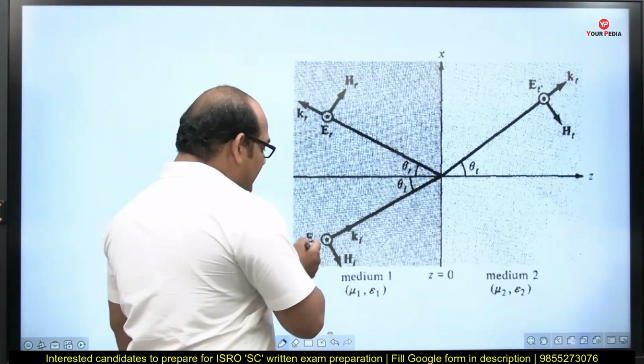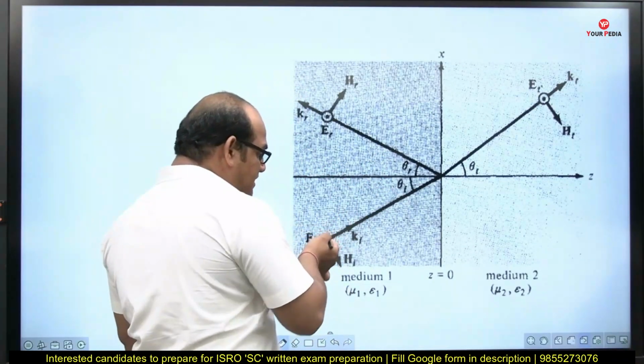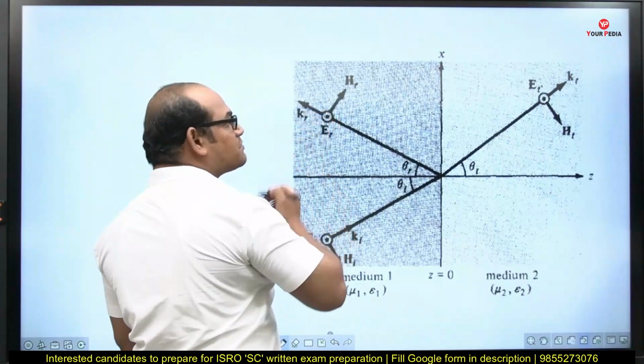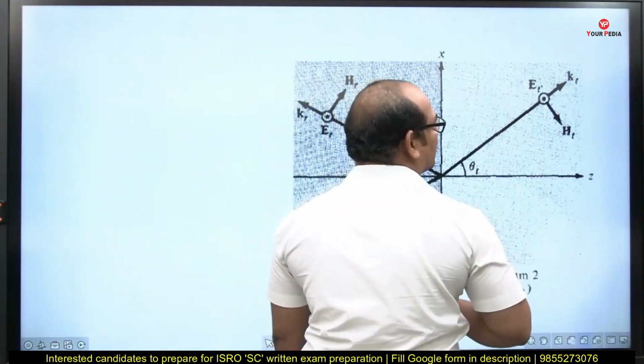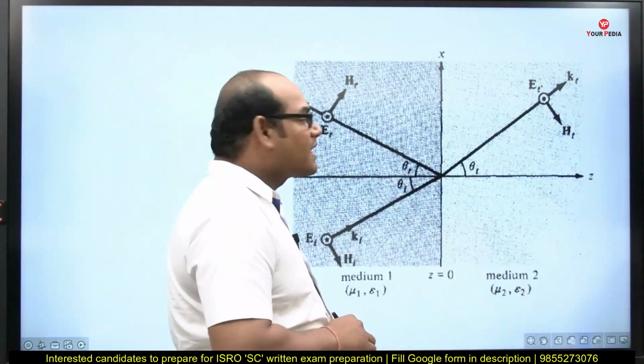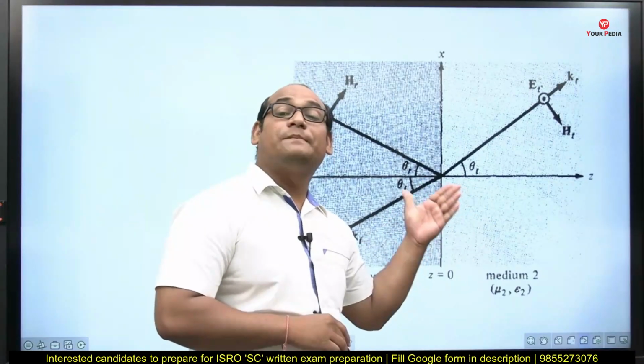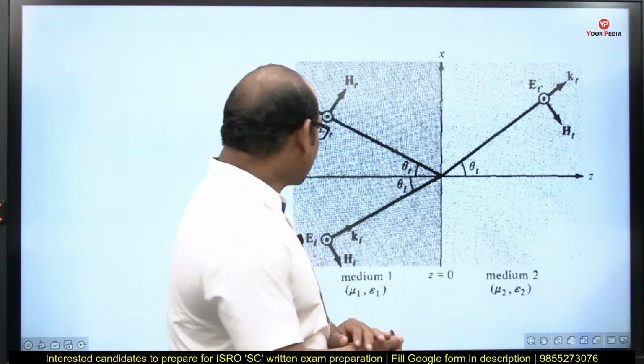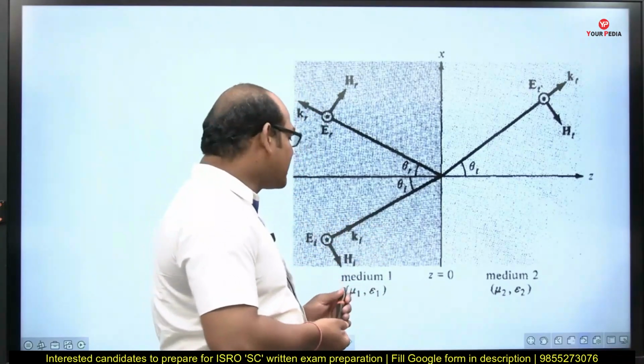Now you observe here, E incident is coming out of the screen, perpendicular to the plane of incidence. And here also E reflected is perpendicular, E transmitted is also perpendicular. That is nothing but the electric field is perpendicular to the plane of incidence. That means it is about perpendicular polarization. The directions you can achieve in a similar manner.